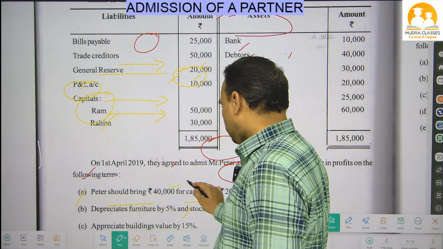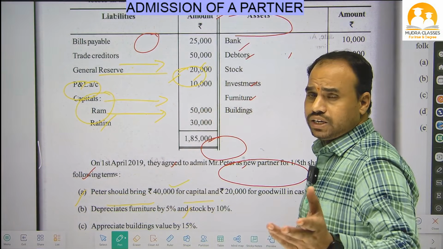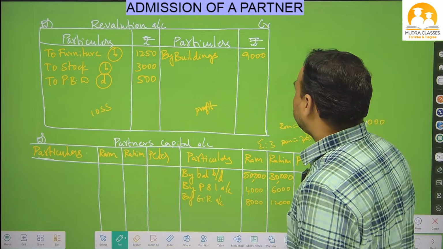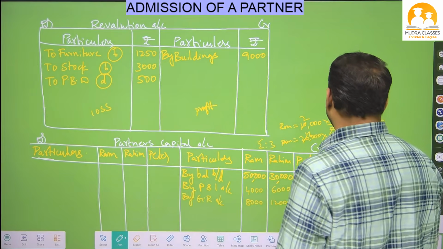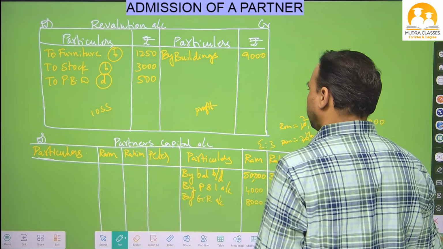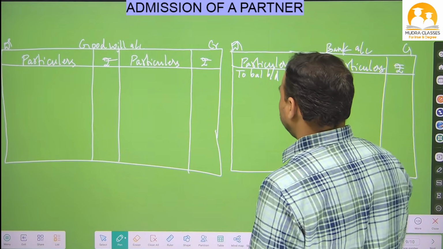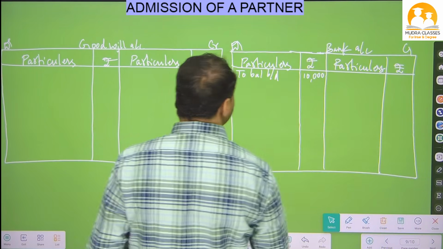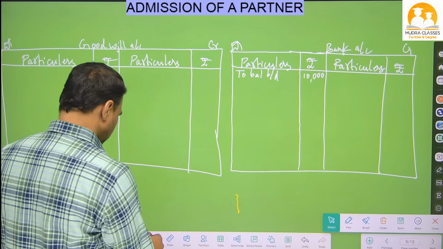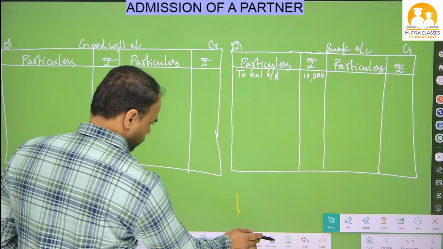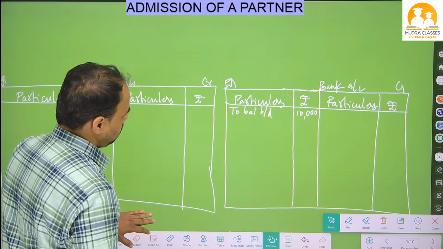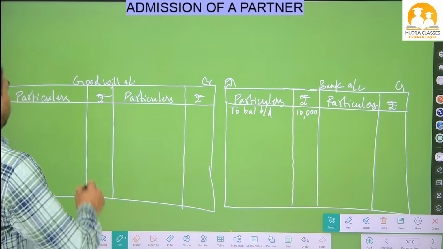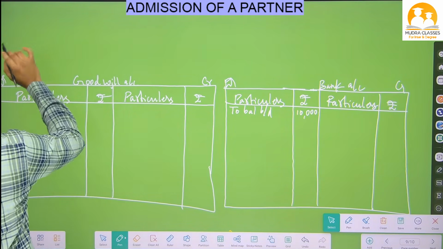Peter should bring 40,000 for goodwill and capital. So new partner is bringing in cash as a capital now. So which journal entry we will use, that is important here. So which journal entry we will use, Nana? I will write here. Right. So here two journal entries will come, Nana, because it is a case 2.